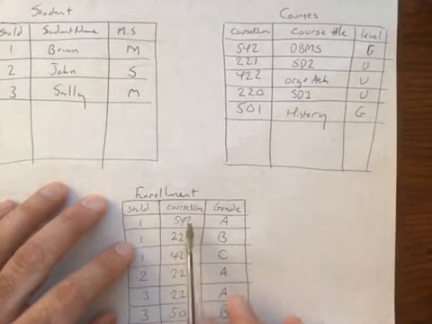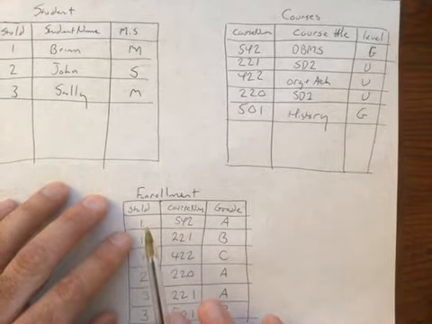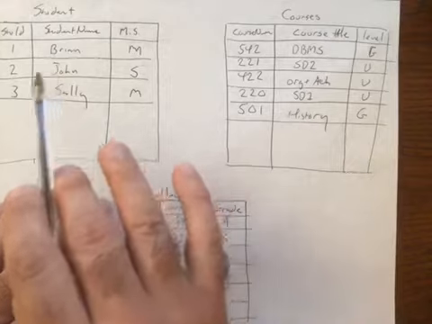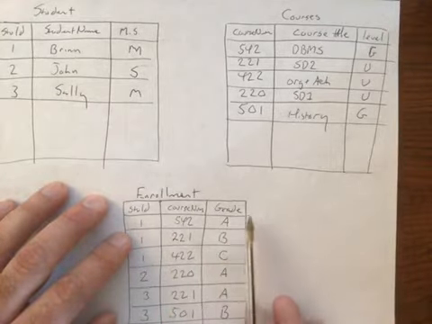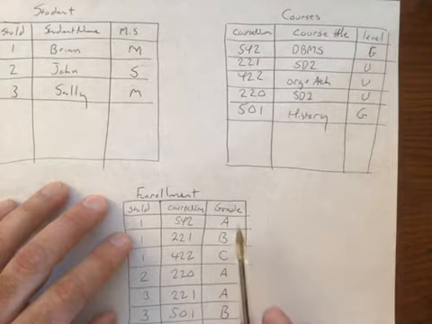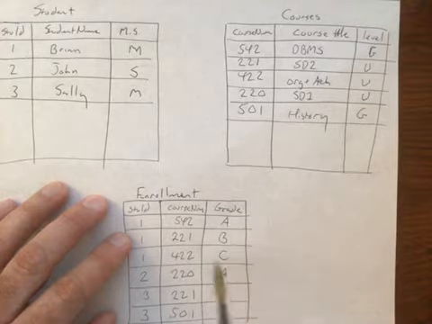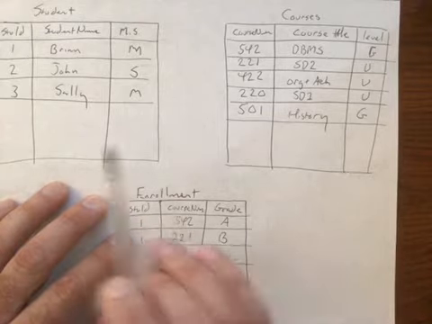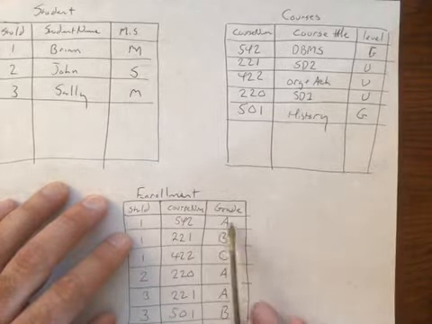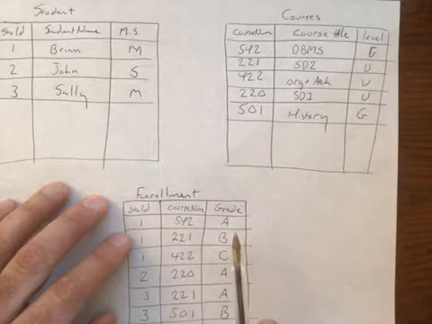So what enrollment does is combine the keys from both the student and the course, and then you can, in addition, have attributes that are specific to this entity. So this enrollment entity consists of the keys of the other entities and any data that is specific to that enrollment.